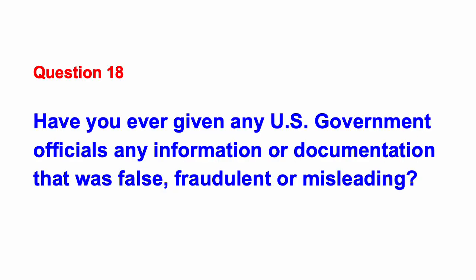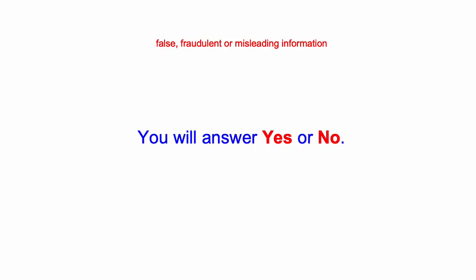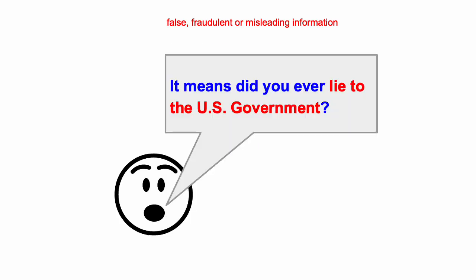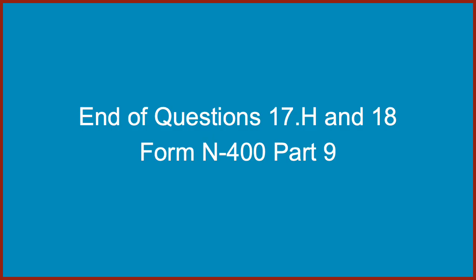Question 18. Have you ever given any U.S. government officials any information or documentation that was false, fraudulent, or misleading? You will answer yes or no. What does it mean? It means, did you ever lie to the U.S. government? End of questions 17H and 18, Form N400, Part 9.